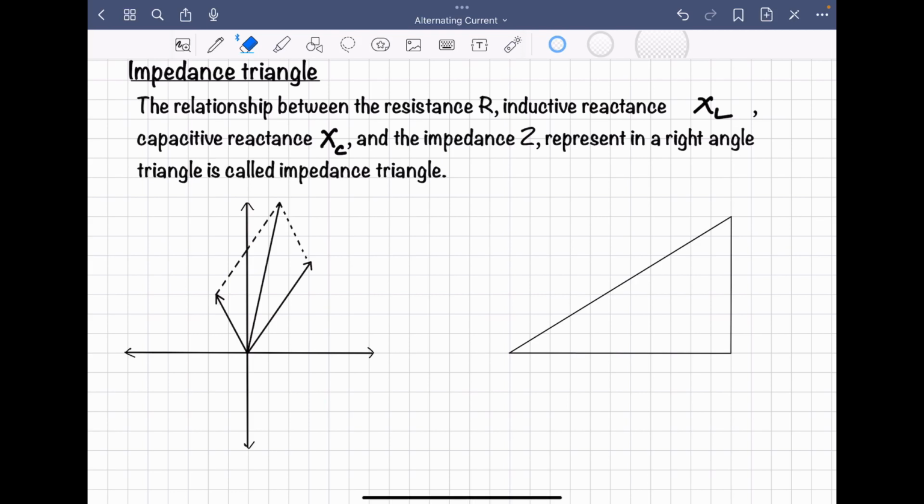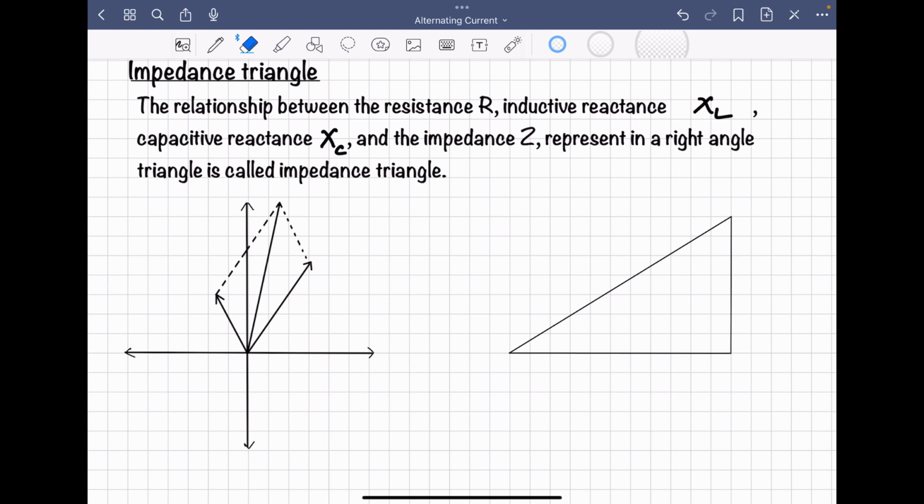Let's start the lecture. In this lecture, we are going to discuss the impedance triangle. Before going through the impedance triangle, you first have to go through the LCR series circuit. I already gave the link in the description box. Okay. Then what is the impedance triangle?